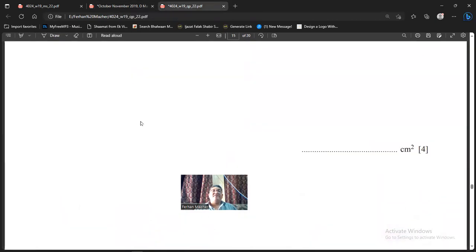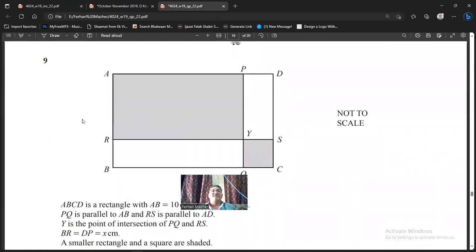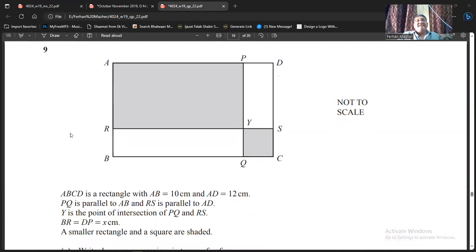Okay, then we have the next question. The next question is question number 9. He says, here we have a shape ABCD. ABCD is a rectangle with AB equal to 10, so AB is 10, and AD is 12. And PQ is parallel to AB and RS is parallel to AD.